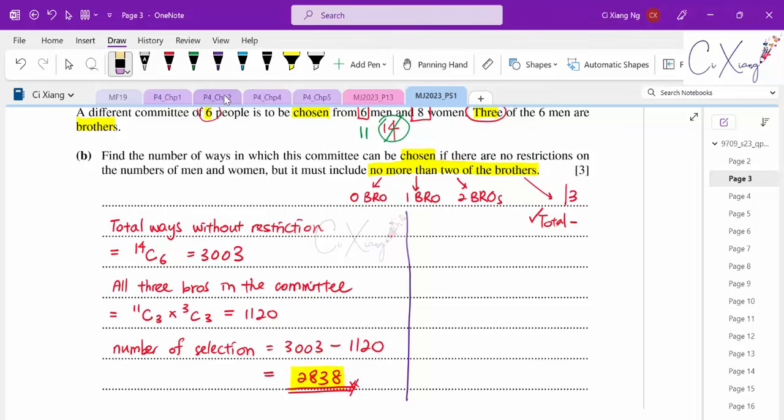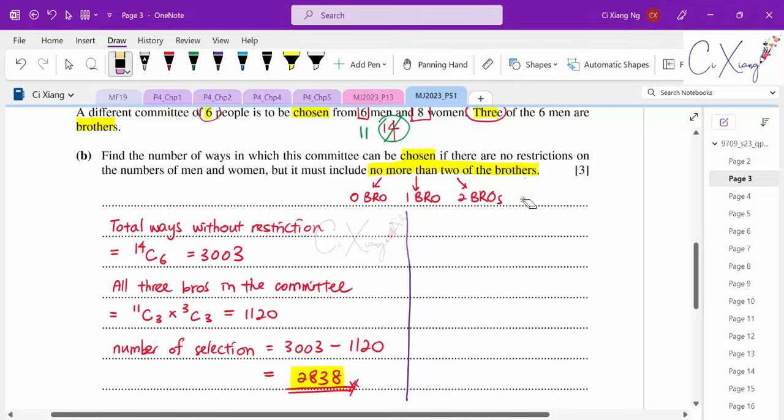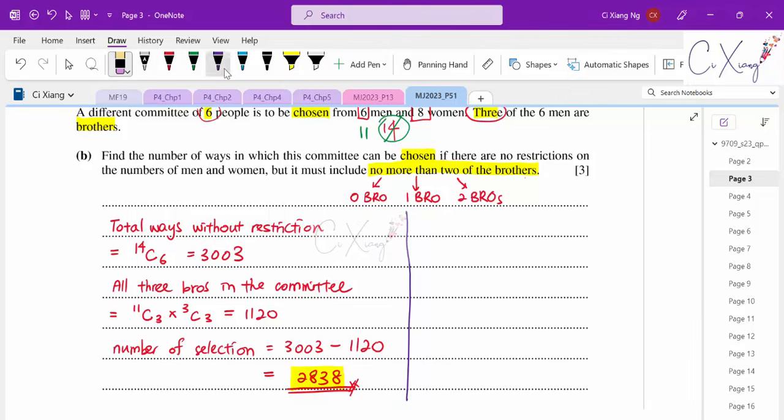Now if you want to consider all the possible cases for not more than 2 of the brothers being in the committee, you have to consider these 3. The first case is no brother in the committee. So case number 1, 0 brother. When you have 0 brother in the committee, that means all the 6 slots are still empty, to be filled up.